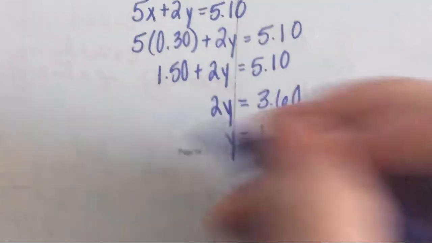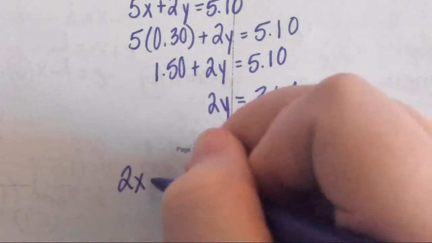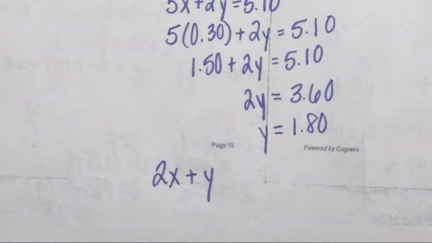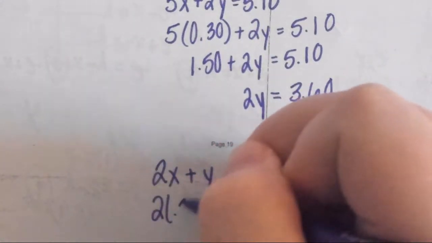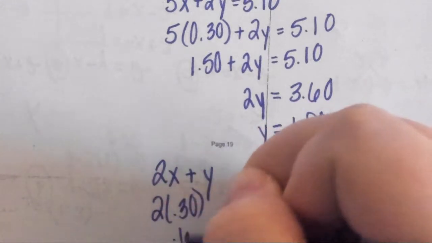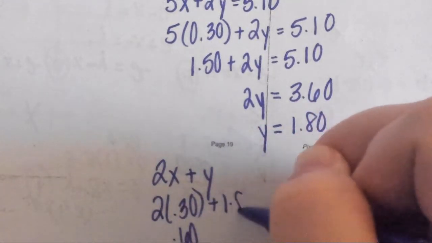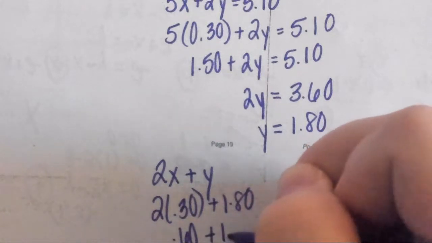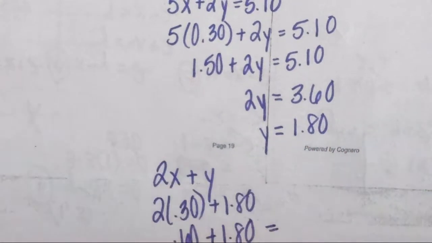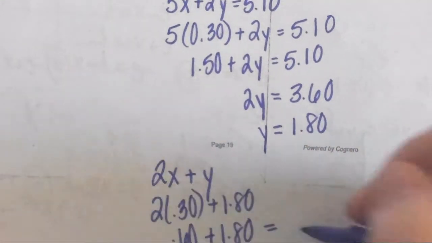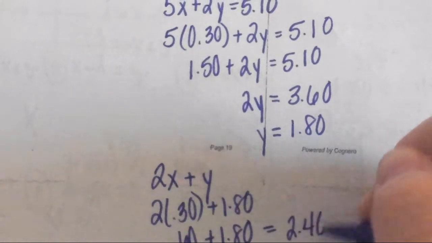Okay, but they asked the cost of 2 pencils and 1 pen. Well, 2 pencils would be 2 times 30 cents, so that's going to be 60 cents, plus the 1 pen of $1.80, so I need to know 60 cents plus $1.80. That is which of my answer choices? D. You can have your point, ma'am.